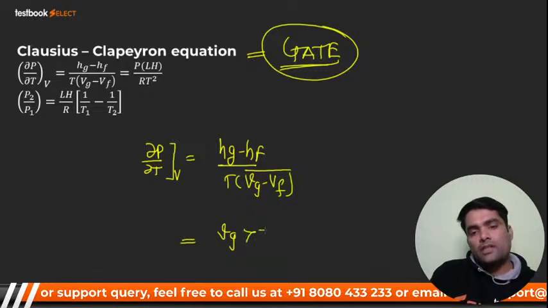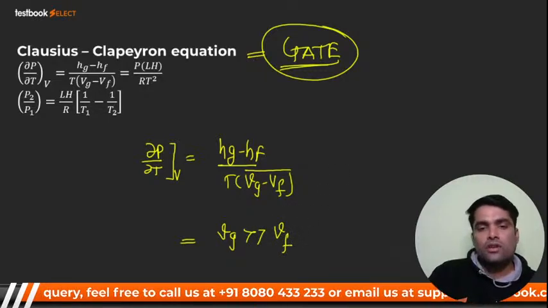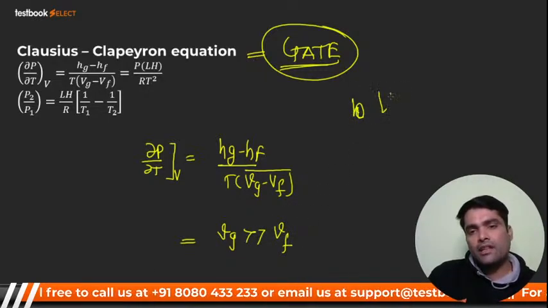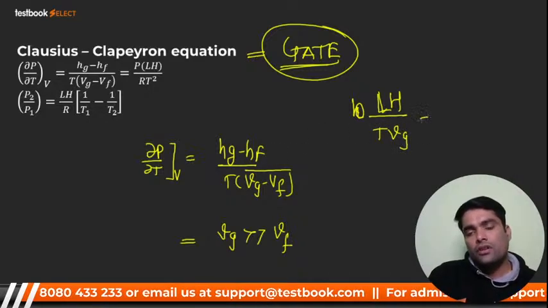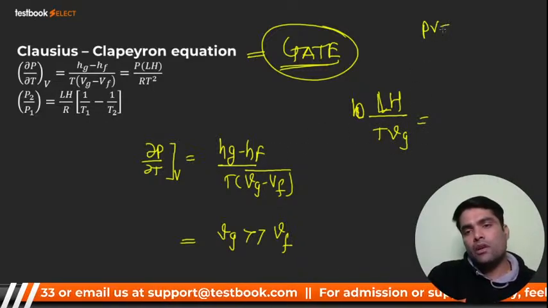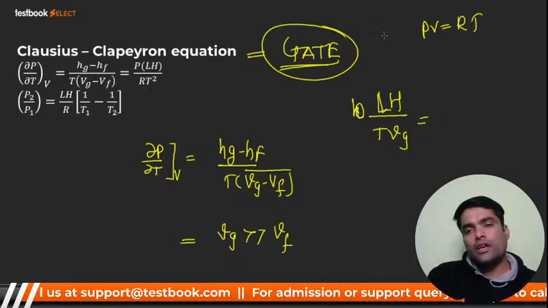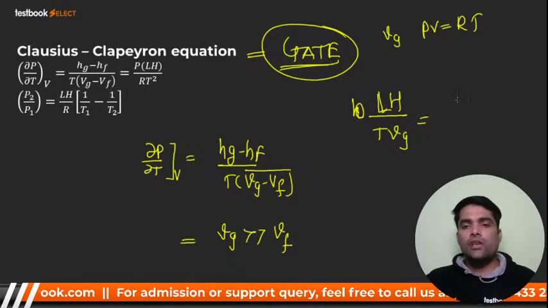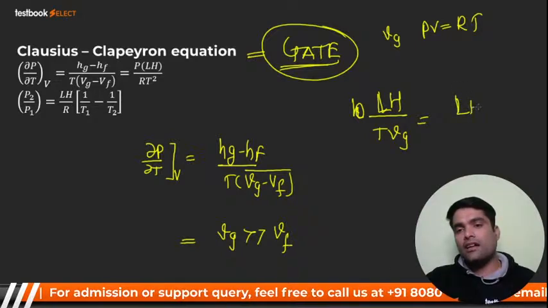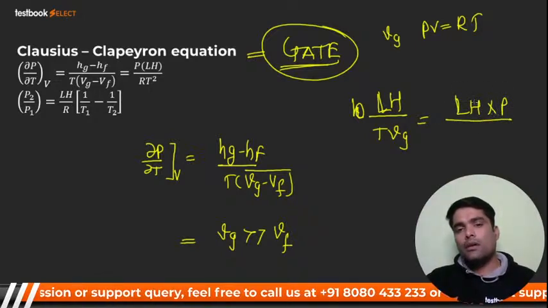Vg is quite a lot greater than Vf, right? So definitely Hg minus Hf, meaning latent heat, will come. So definitely T into Vg. So my dear, you know that PV is equal to RT, so V is equal to RT by P. So can I write latent heat into pressure divided by what, my dear?